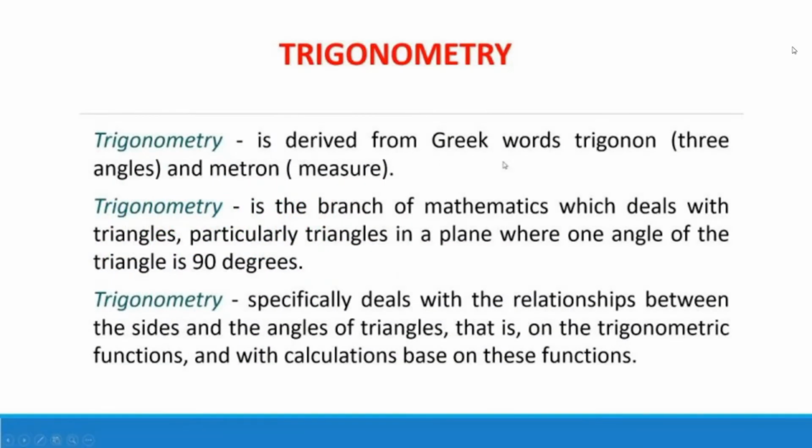Trigonometry is derived from Greek words trigonon, which means three angles, and metron, which is measure, or it is the measurement of three angles. Also, trigonometry is the branch of mathematics which deals with triangles, particularly triangles in a plane where one angle of the triangle is 90 degrees.